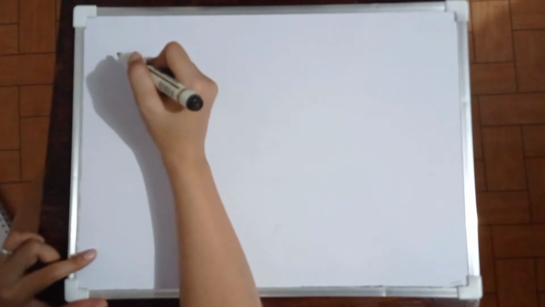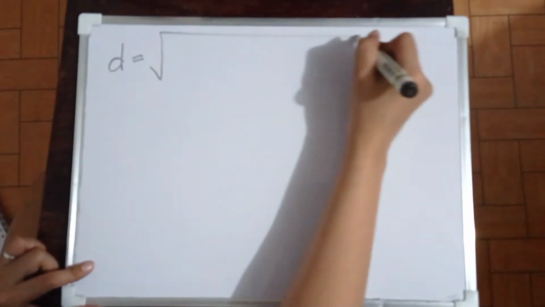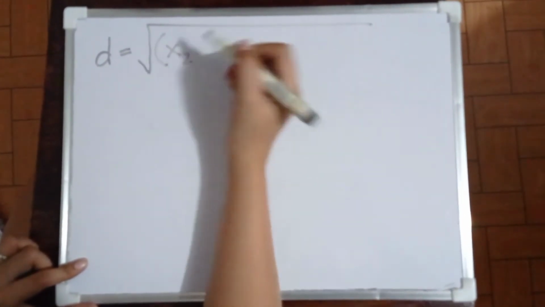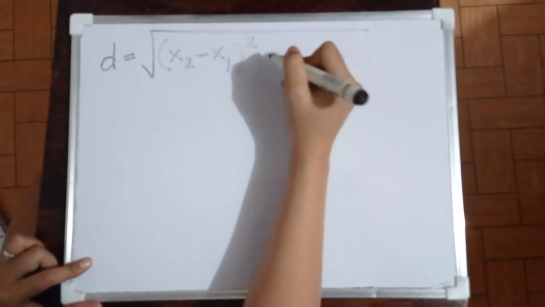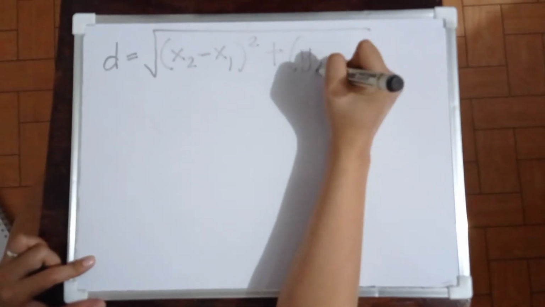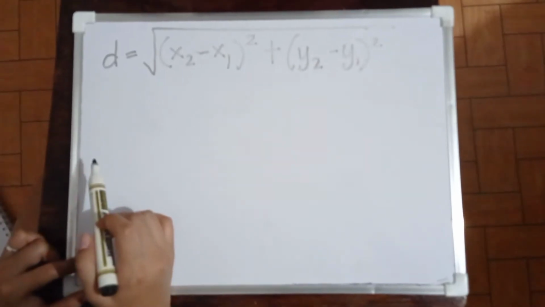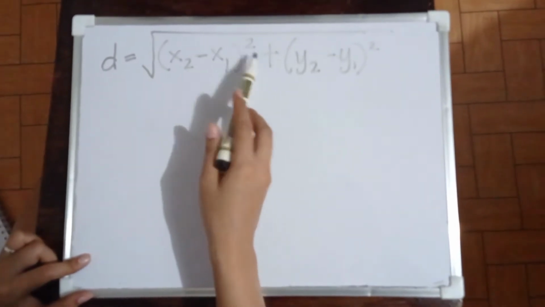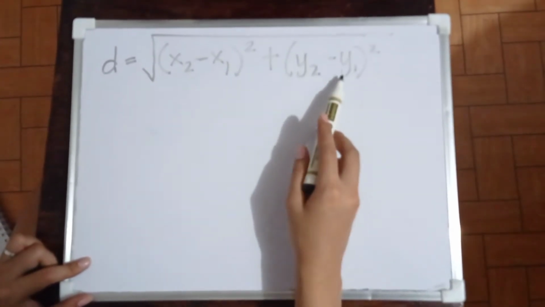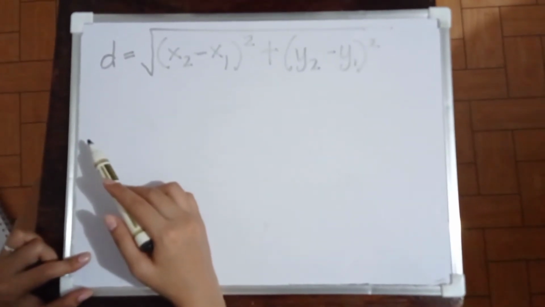So for the formula for distance, to find the distance between 2 points, the formula is D is equal to the square root of x sub 2 minus x sub 1 squared plus y sub 2 minus y sub 1 squared. Okay? So, again, the formula for distance is equal to the square root of x sub 2 minus x sub 1 squared plus y sub 2 minus y sub 1 squared. So the 2 is small and the 1 is small. They are at the bottom. Okay? So that is the formula for distance.